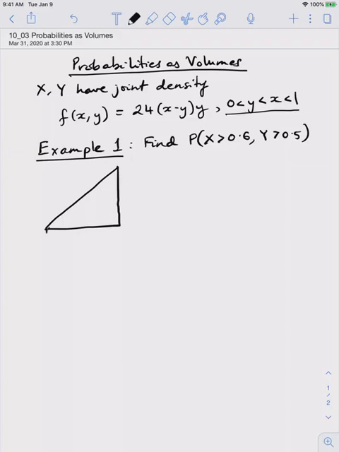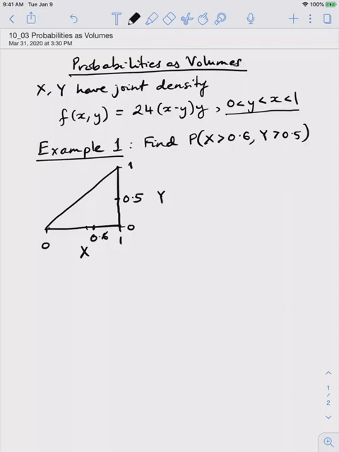the triangle that is bounded by 0 and 1, and there's x, and there's y. And there are some key values here, which is 0.5, is pretty important, because y has to be bigger than that. And on the x side, it's 0.6.